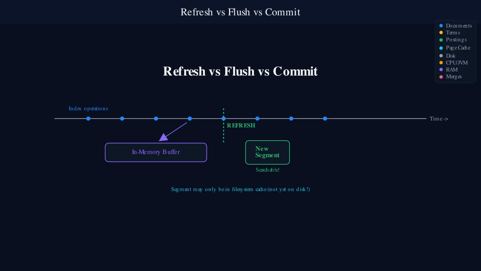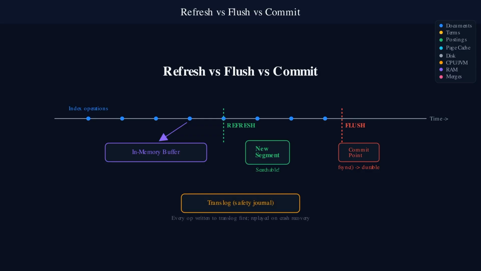Here is what actually happens. When documents are indexed, they go into an in-memory buffer. A refresh creates a new Lucene segment from that buffer and opens it for searching. Critically, refresh does not guarantee the data is on disk. The segment may only exist in the operating system file system cache. By default, Elasticsearch refreshes every 1 second on active indices, which is why search is near real-time.